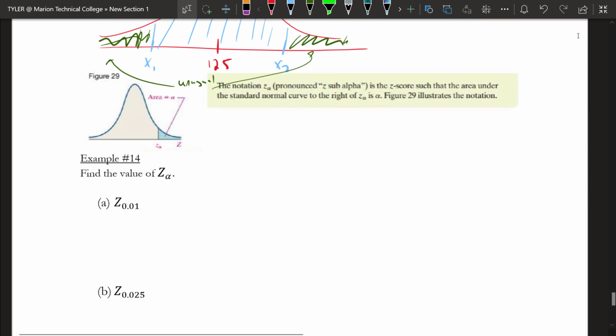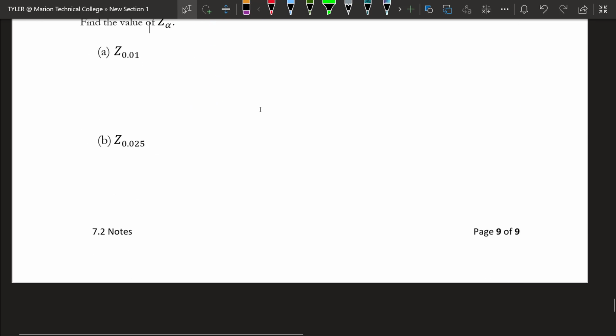Right. So the last thing that I want to talk about is some notation that we'll use later on. So the notation z sub alpha is the z-score where the area under the standard normal curve to the right of z sub alpha is equal to alpha. Right. So in other words, we have a picture here, figure 29. If you're trying to find z sub alpha, that's this cutoff where the area to the right of it is equal to alpha, right? So let's practice finding these values.